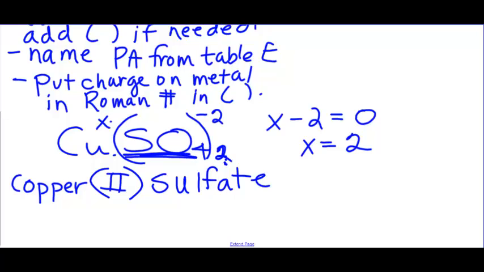What? What do you want? You want this? Yeah, but you put a 2 on the copper. Yeah, but then it'd be copper 2. Still.